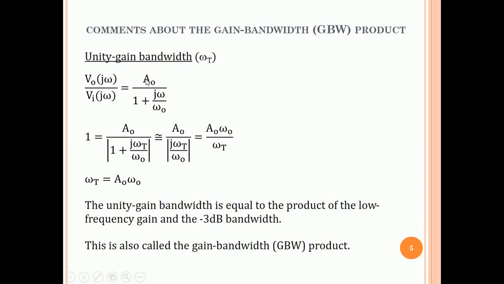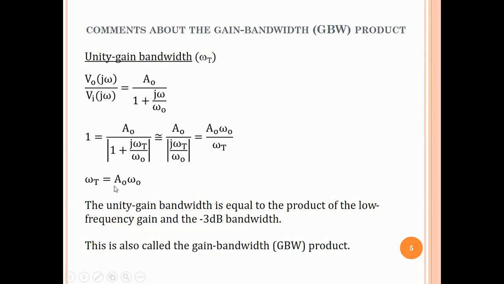So, this is our transfer function. This is the open loop transfer function. And for this, we say, well, when the magnitude is 1, 1 is equal to A0 by 1 plus j omega T. So when omega is omega T, the magnitude is 1. And we say, well, omega T is going to be much greater than omega 0, and therefore we can ignore the 1, and so we get this, and then taking the magnitude, the j goes away and the omega 0 goes up, so we get A0 omega 0 by omega T. So omega T equals A0 omega 0. You are familiar with this from undergraduate days.